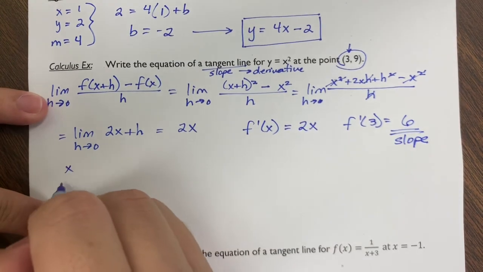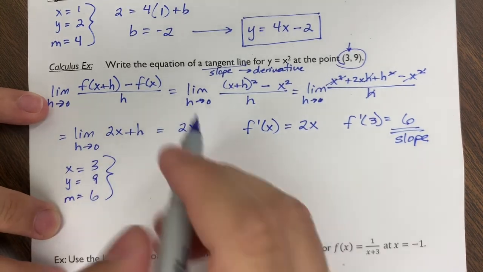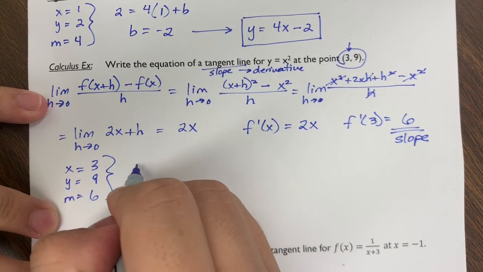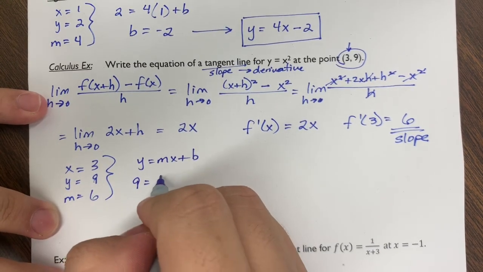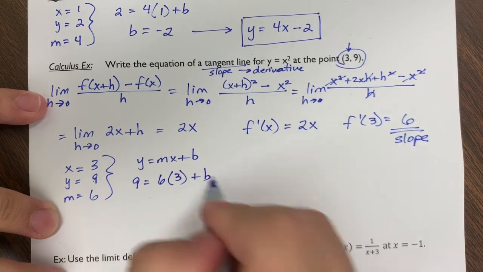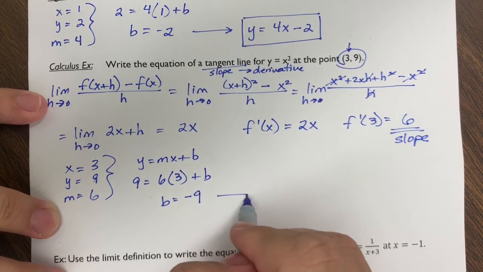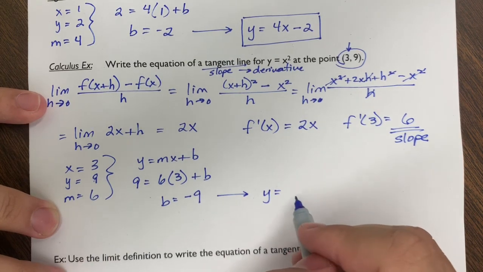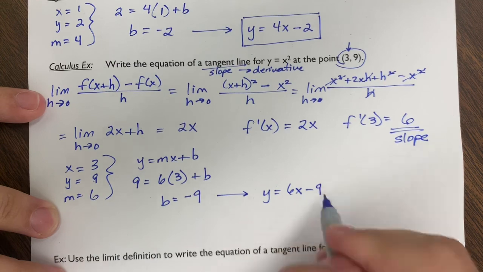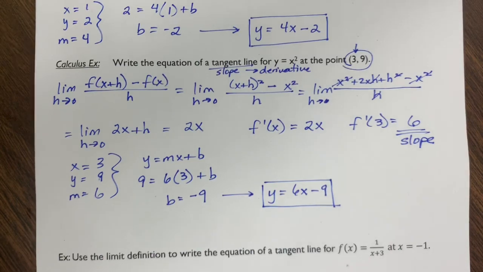So we have our x and y value, 3 and 9, and we have our slope. Now we can create our linear equation. For y equals mx plus b, I plug in 9 for y, 6 for m, 3 for x plus b. Then b is equal to 9 minus 18, which is negative 9. So our linear equation of the tangent line is y equals 6x minus 9, and that's the tangent line at this point. If I were in a classroom, I'd show you through technology how that worked, but that's fine.